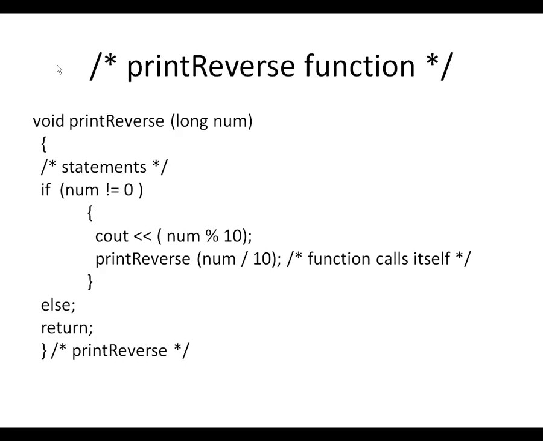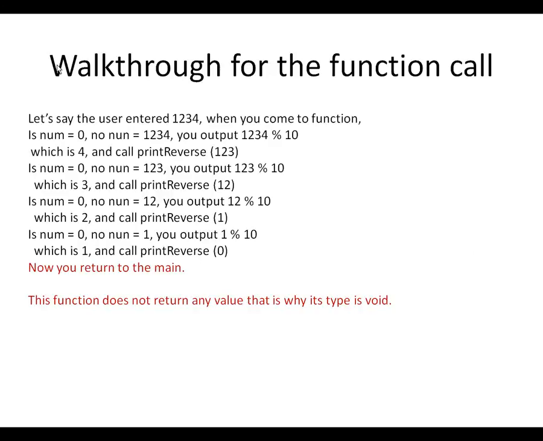Since num is an integer and 10 is an integer, the number you pass to the function is an integer. And you keep calling this till you get to 0 at the end, where the number is equal to 0. Then you don't have anything and you return out of the function. So let's walk through this function.